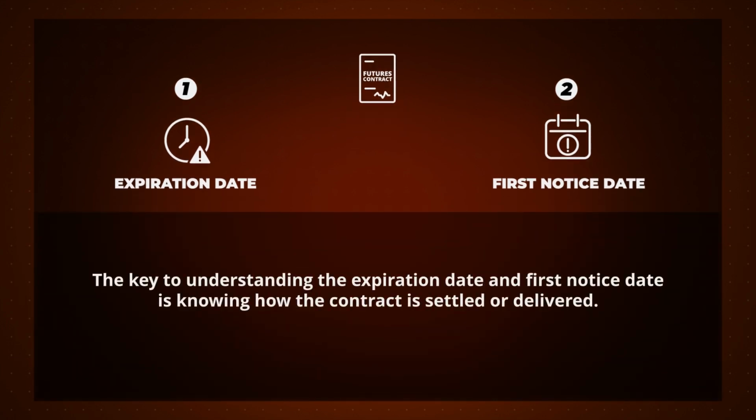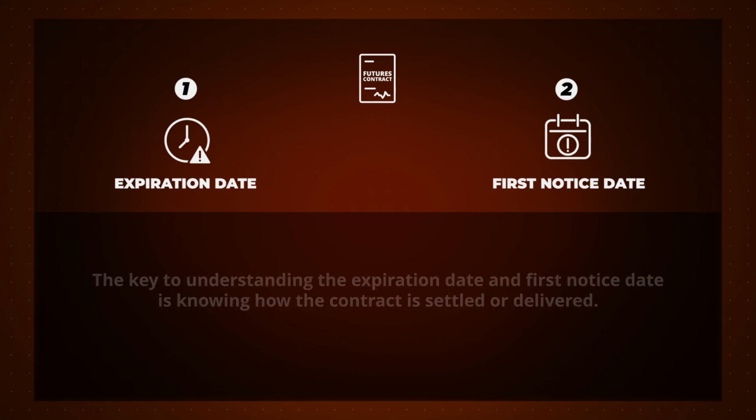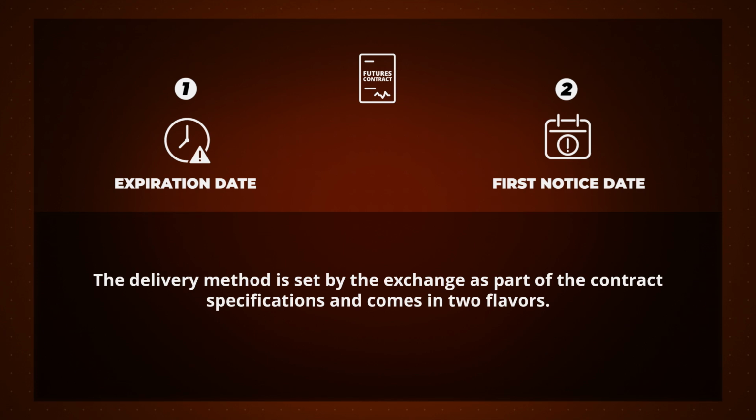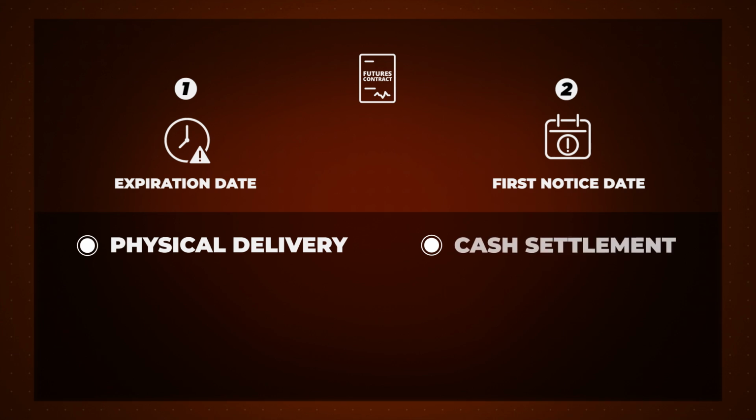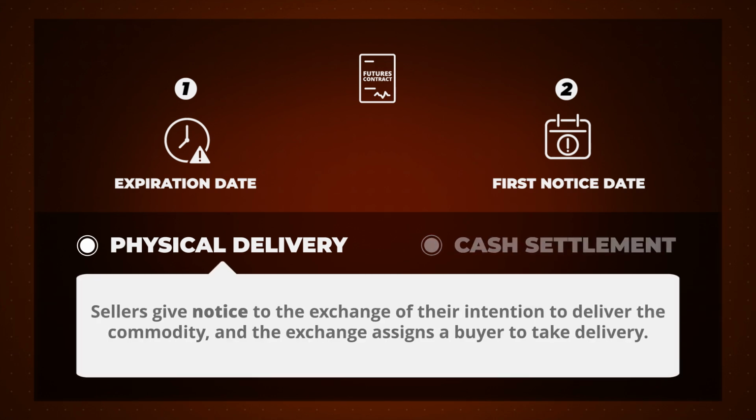The key to understanding the expiration date and first notice date is knowing how the contract is settled or delivered. The delivery method is set by the exchange as part of the contract specifications and comes in two flavors: physical delivery or cash settlement. For physically delivered contracts, sellers give notice to the exchange of their intention to deliver the commodity, and the exchange assigns a buyer to take delivery.